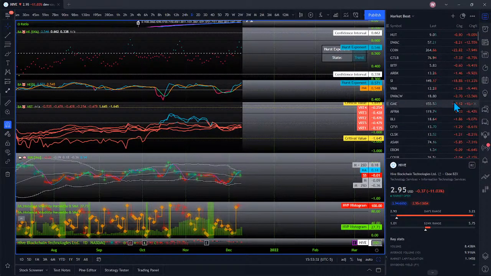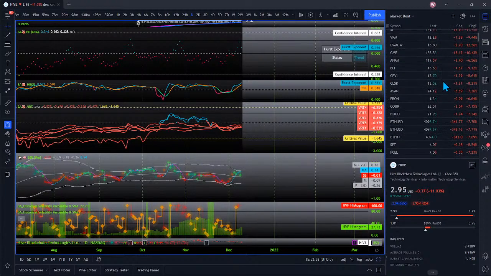DWACW, the warrants right there, getting crushed, about 13% down. We got DWAC itself getting crushed, 13% down. It seems like the warrant should be down by more than the asset. But let's see.